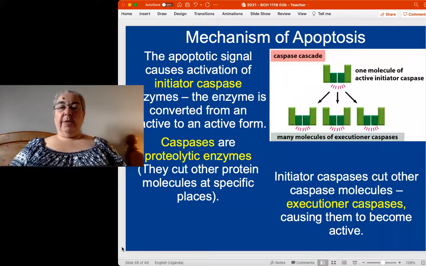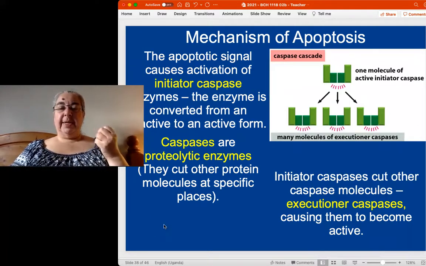Okay, so what happens once the cell has received these signals and becomes committed to apoptosis? Well, we have an enzyme cascade. I think that you might have already learned about the blood clotting cascade in physiology.